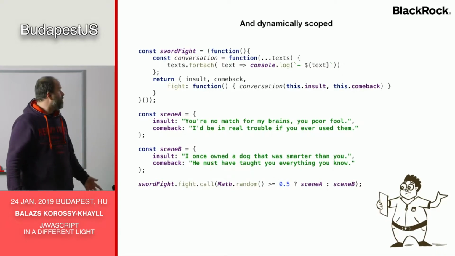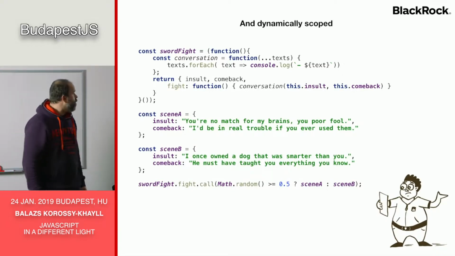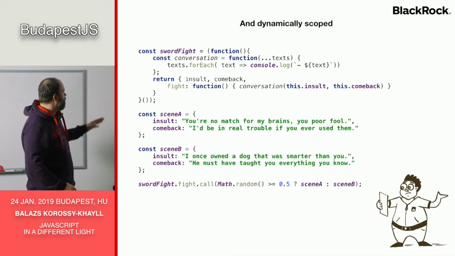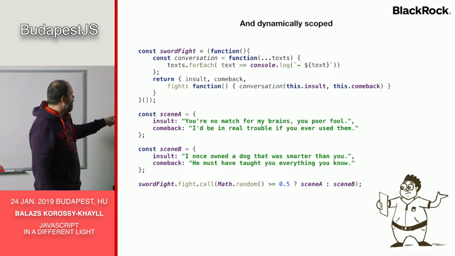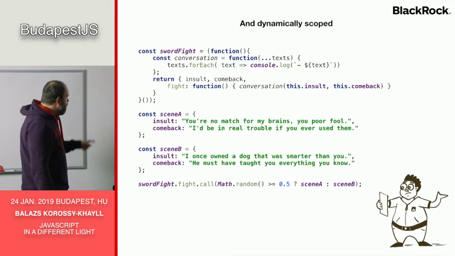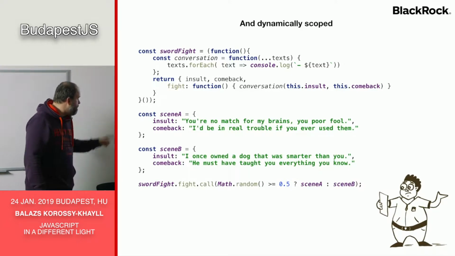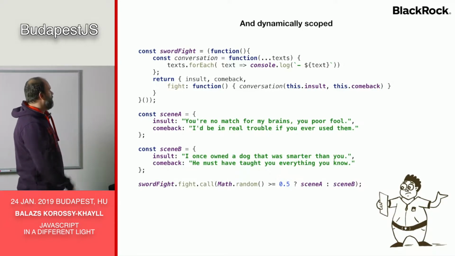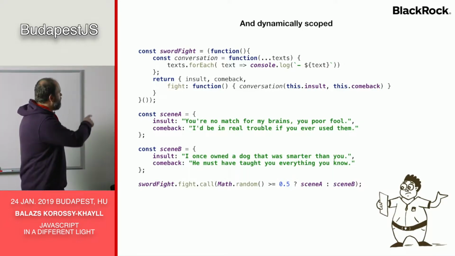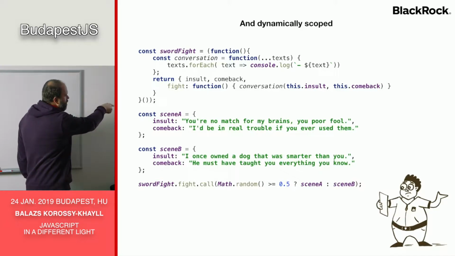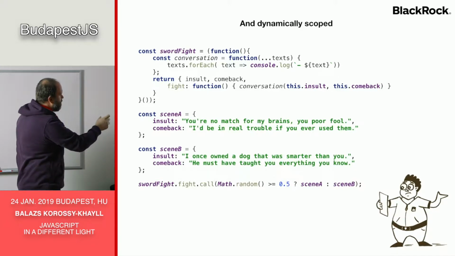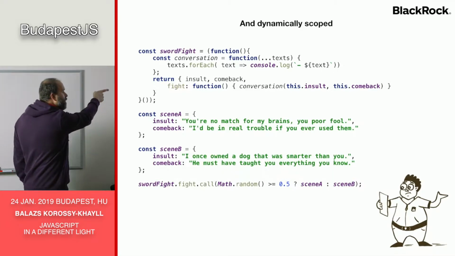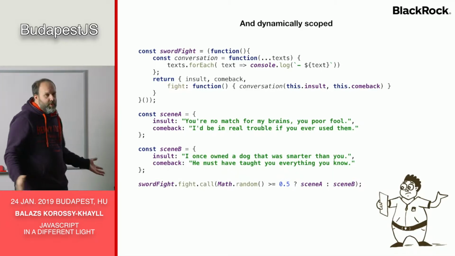But JavaScript is also dynamically scoped, which means no matter how hard you look at the code, you will not be able to tell what this code is going to print, because at runtime I'm doing this Math.random, and depending on the result of that, either the first object or the second object is going to be the value of this. So the function is going to print either this or that. You just can't tell.